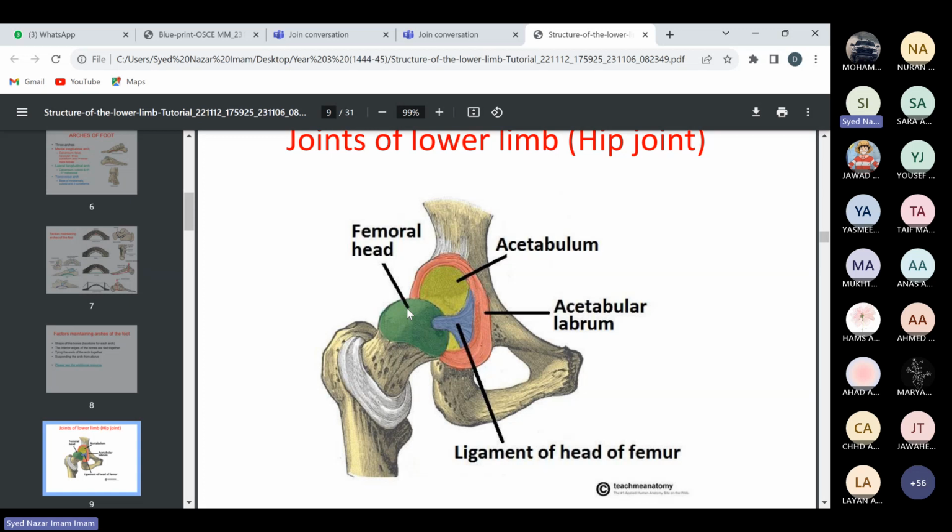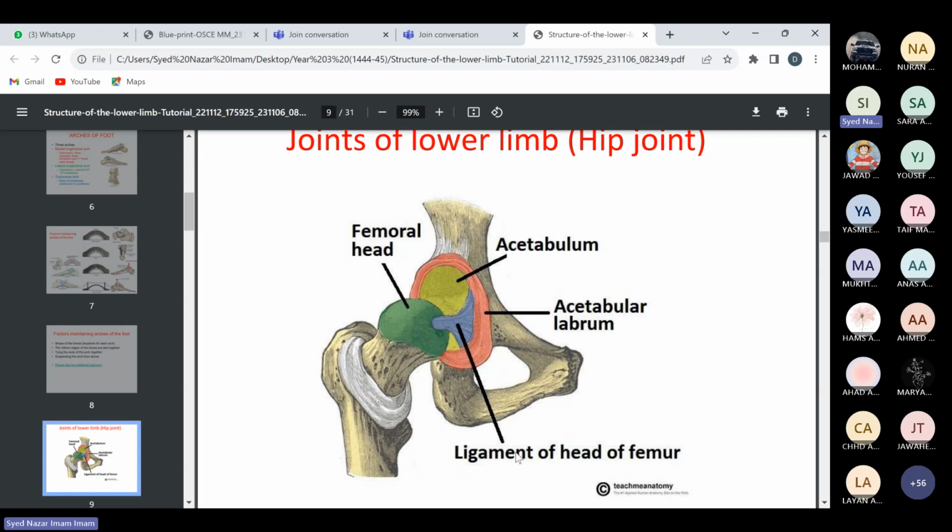Now, look at this structure. This is the acetabular labrum. In the ball and socket joint, you will see that to deepen the socket, there is a formation of labrum around the joint. In the upper limb, we call this the glenoid labrum, and in the lower limb, we call it the acetabular labrum. And then there is one ligament coming from the head of the femur. This we call the ligament of the head of the femur.